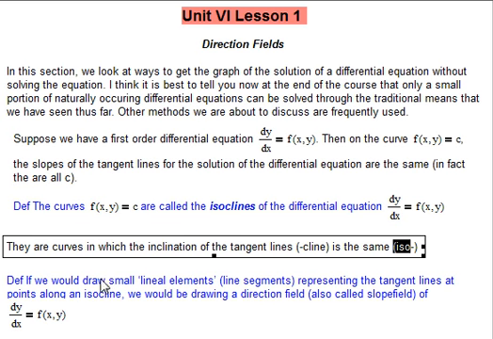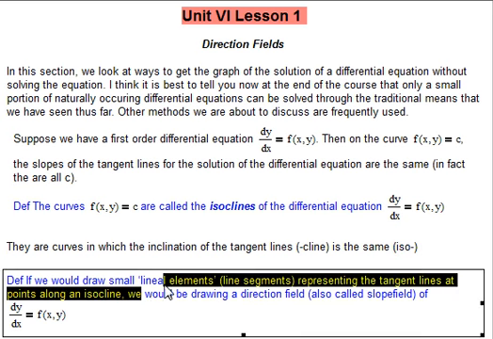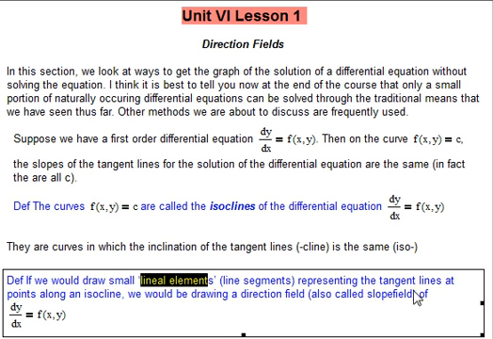And then if we draw small lineal elements, or small line segments is maybe a better way to say that, representing the tangent lines at points along an isocline, we would be drawing a direction field, also called a slope field, of the differential equation dy/dx equals f(x,y).